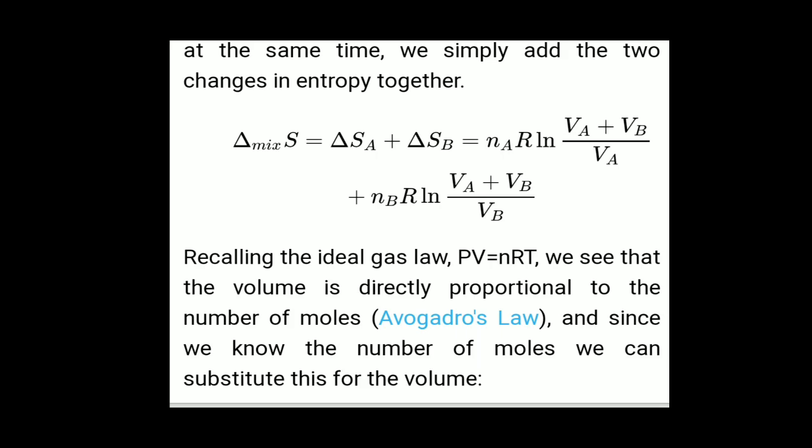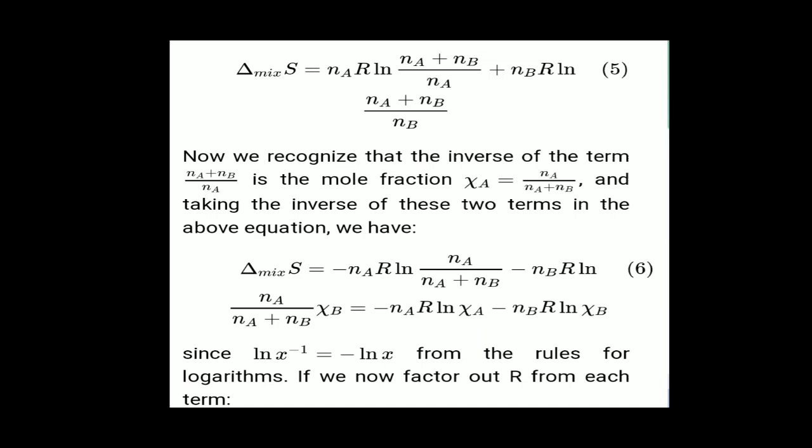Recalling the ideal gas law, PV is equal to nRT for n moles of gas, we see that the volume is directly proportional to the number of moles, and since we know the number of moles, we can substitute this for the volume. Delta S mixture is equal to Na R log Na plus Nb by Na plus Nb R log Na plus Nb by Nb.